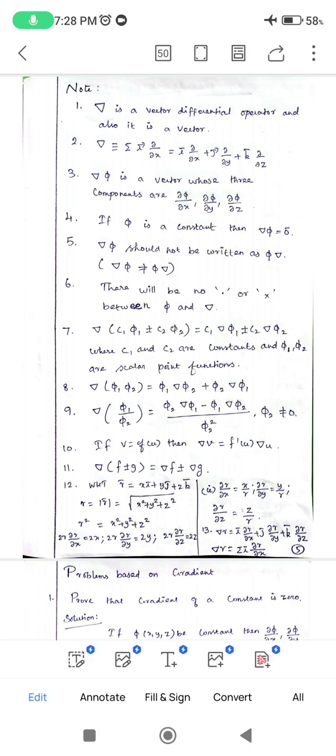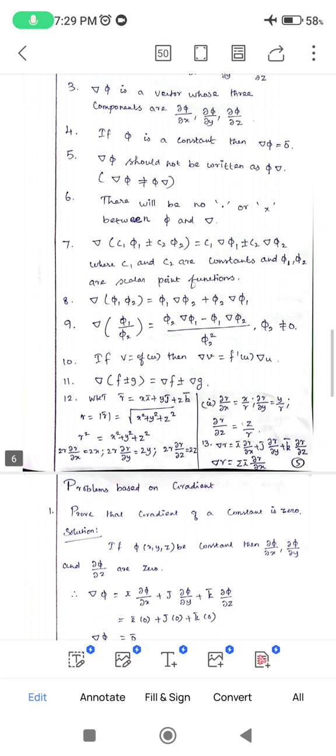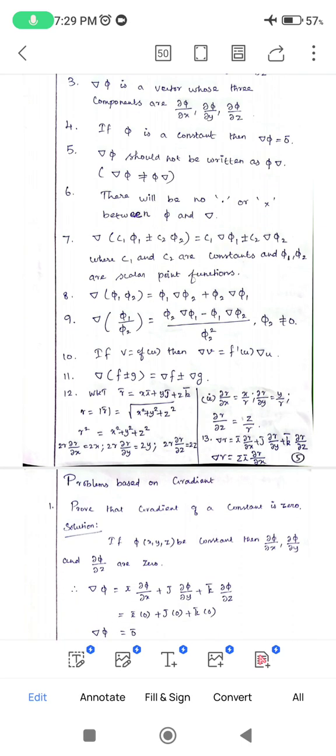Del is the vector differentiable operator, and also it is a vector. Del is equal to summation i vector into ∂/∂x. That means it can be written as i vector into ∂/∂x plus j vector into ∂/∂y plus k vector into ∂/∂z. Del φ is a vector whose three components are ∂φ/∂x, ∂φ/∂y, ∂φ/∂z. If φ is a constant, then del φ is equal to 0.